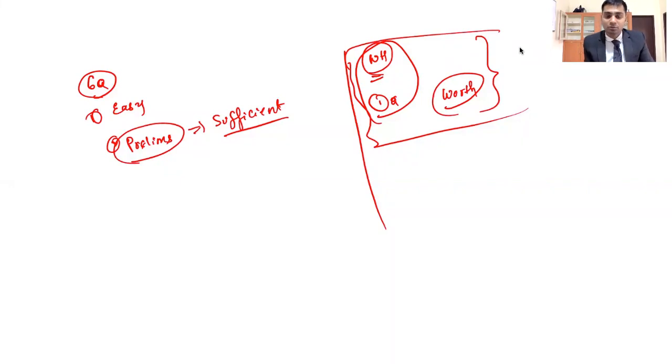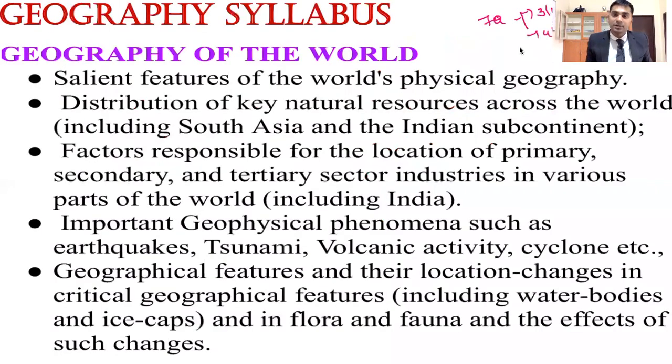Let me enter into the next point, that is called geography. If you look, this is the syllabus of geography that we have, right? Salient features of world physical geography, distribution of key natural resources. Every year there will be one question from key natural resources. Location of industries, every year there will be one question. Important geophysical phenomena such as earthquakes, tsunamis, volcanoes, which means geography in context of disaster management. This I call it as ecological geography or environmental geography. The last one is geographical features, locations change.